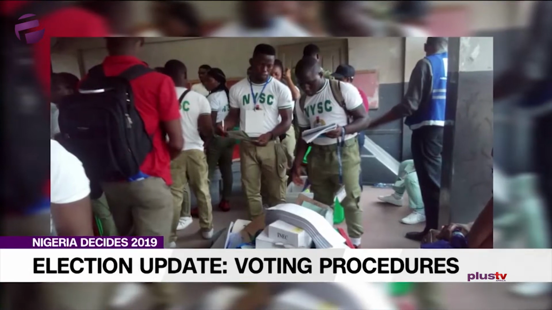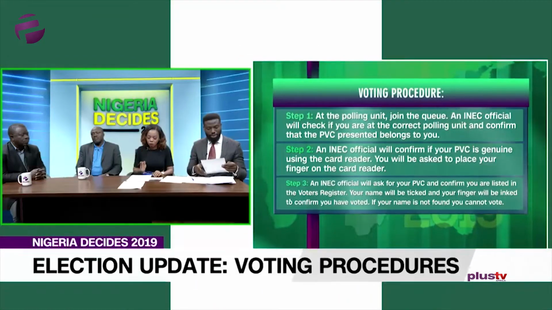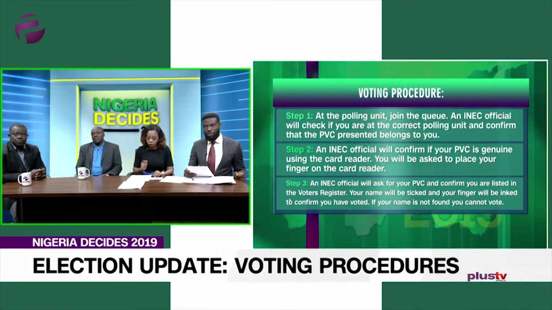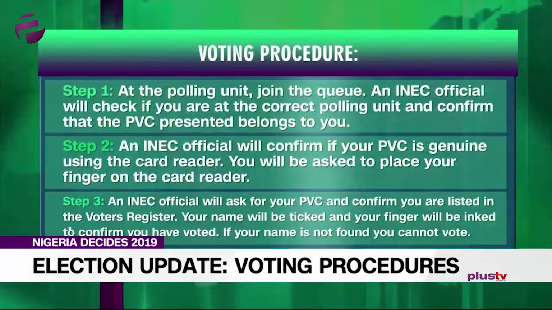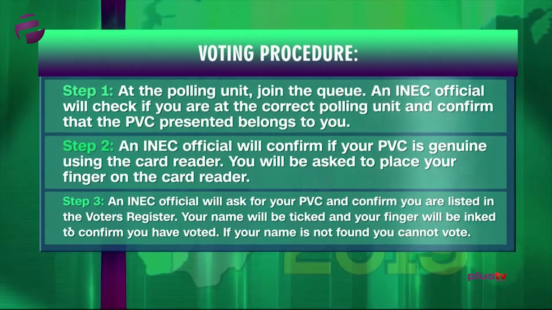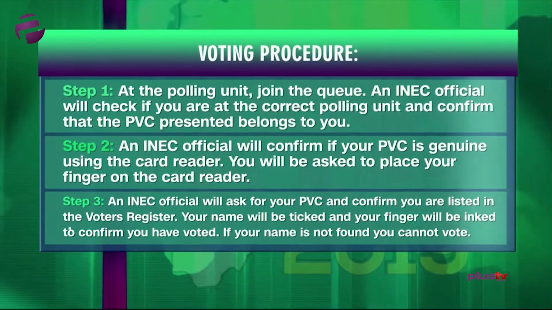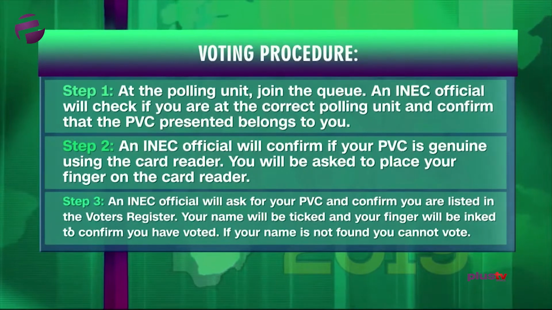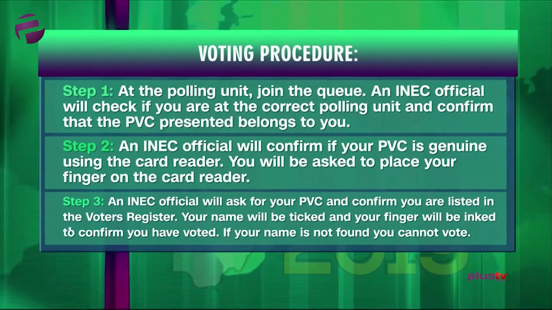Step one. At the polling unit, join the queue. You must make sure that you're on a queue. An INEC official will check if you are at the correct polling unit and confirm that the PVC which you present belongs to you. Step two, an INEC official will confirm if your PVC is genuine using the card reader. You will be asked to place your finger on the card reader.